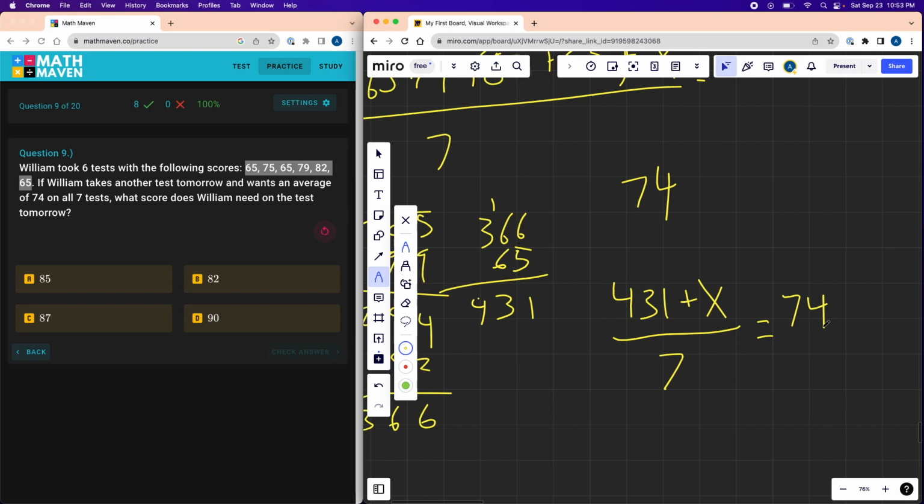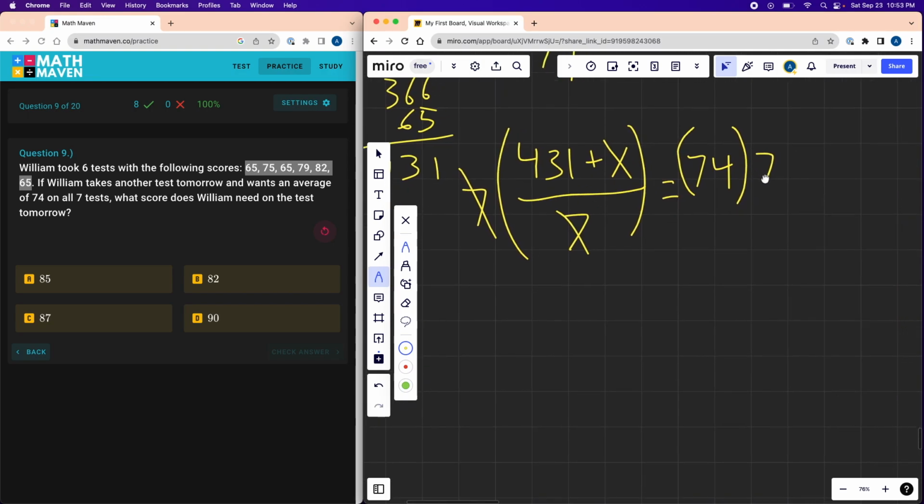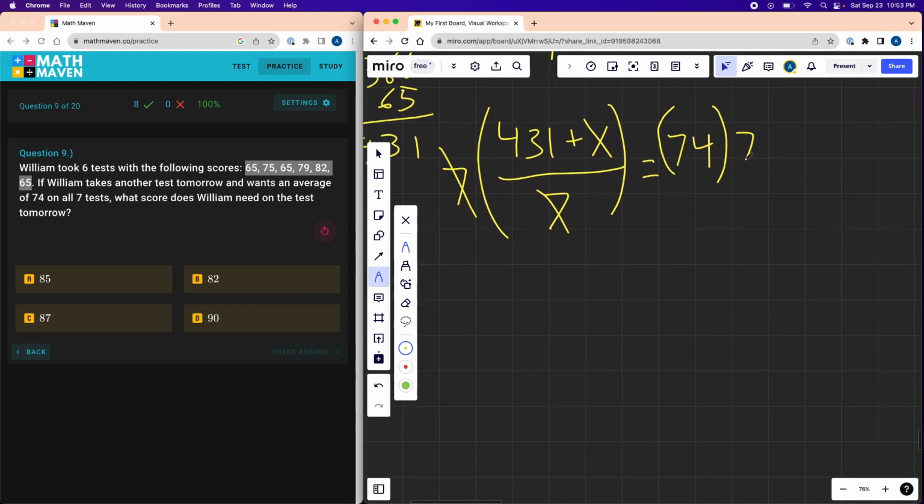Now looking more like a normal algebra problem, we just need to solve for X. So again, we'll multiply each side by 7 to cancel out these 7s. Whatever we do on one side of the equals, we need to do to the other side. So now we need to do 74 times 7. I cannot do that in my head, so 74 times 7 here. That's going to be 28. That is 49, so that's 518. So we now have 431 plus X equals 518.